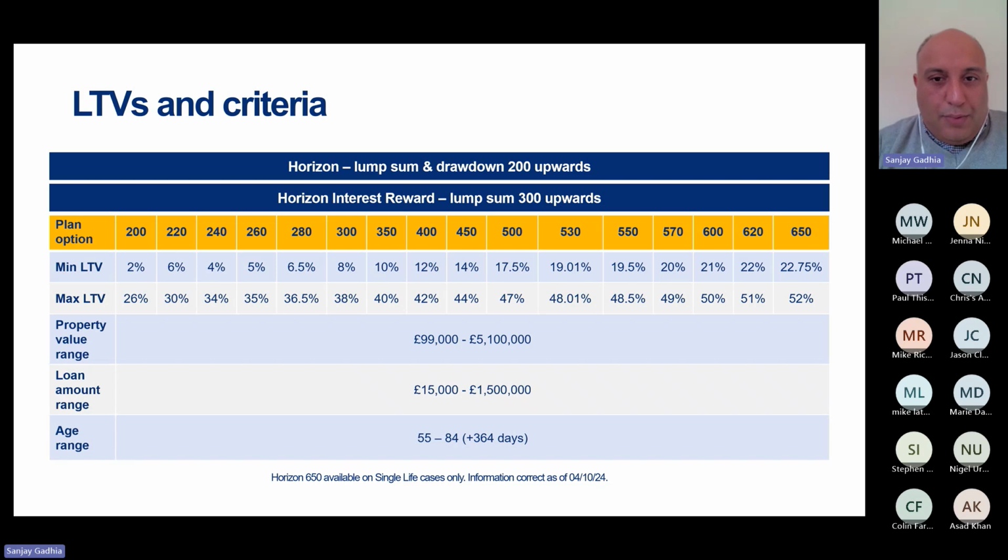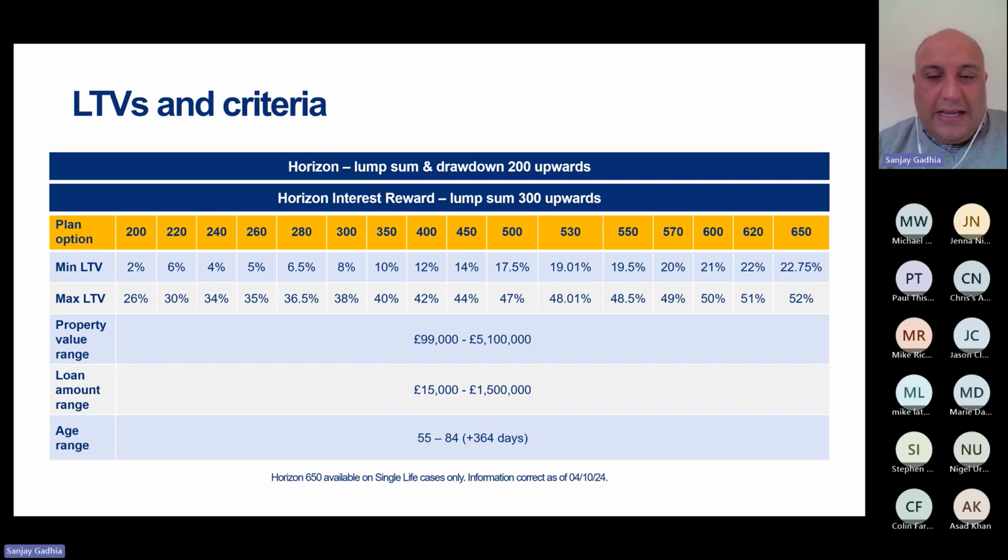So let's talk you through our proposition here. So our plans are called Horizon, and we offer your customers both lump sum and drawdown options. The LTVs on a smaller shelf of Horizon 200 start at 2%, and that is for our youngest aged applicant aged 55. And for joint applications, we can go as high as 51%. And for a single applicant, our Horizon 650 plan as of today is only available on a single applicant basis, but we can go as high as a 52% LTV.